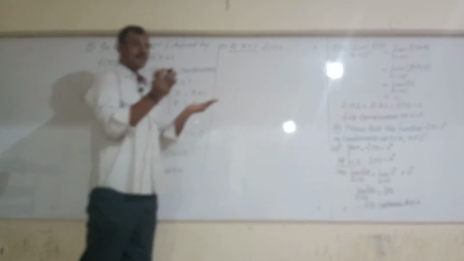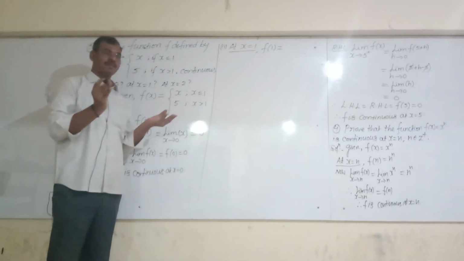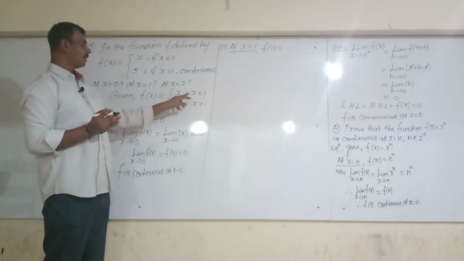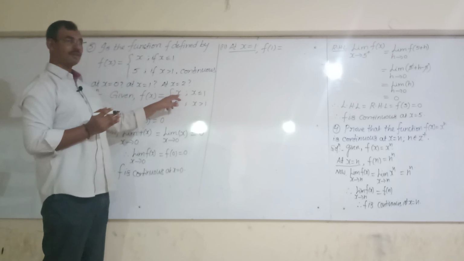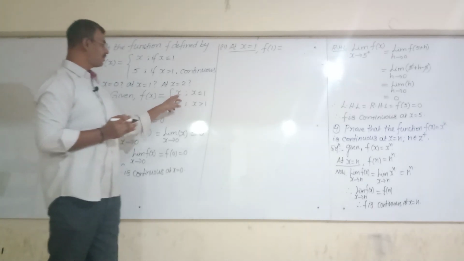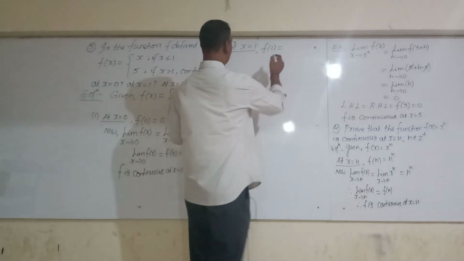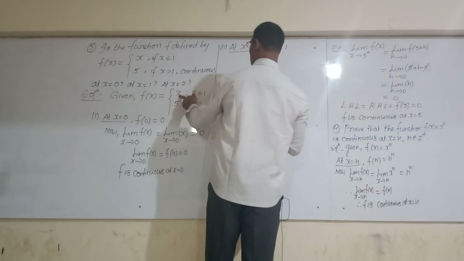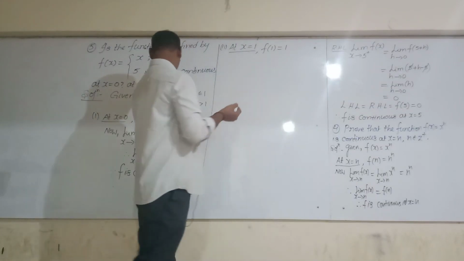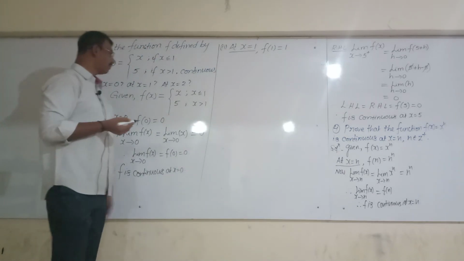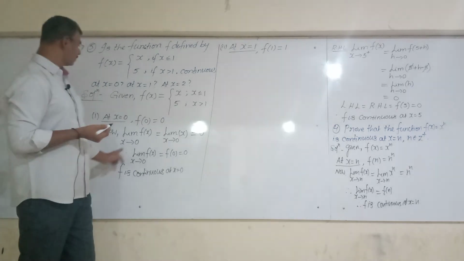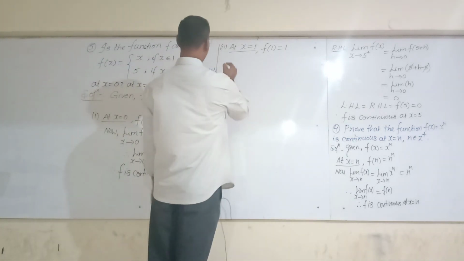When x is exactly 1, what is the f of x value? Substitute x is equal to 1 here. That becomes f of 1 is equal to 1. Clear? F of 1 is equal to 1 here. Now we have to find the left hand limit.